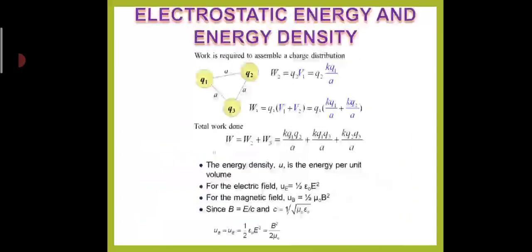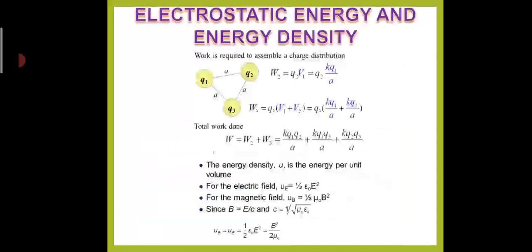Here is another point of view. Work is required to assemble the charge distributions Q1, Q2, and Q3 at the same distance A. So W2 equal to Q2 into V1, and V1 equal to KQ1 by A. And W3 equal to Q3 into V1 plus V2, so W3 equal to KQ1 by A plus KQ2 by A. So the work done, W equal to W2 plus W3, is KQ1 Q2 by A plus KQ1 Q3 by A plus KQ2 Q3 by A.